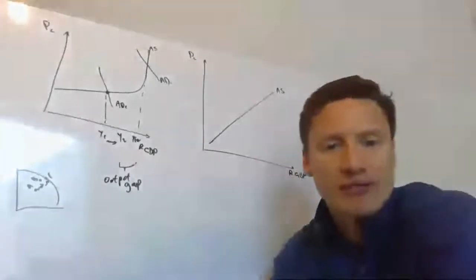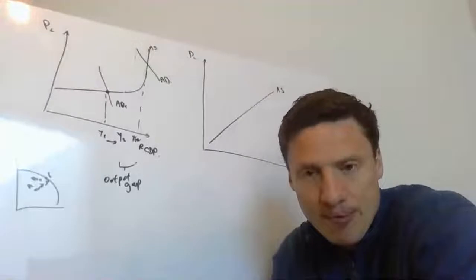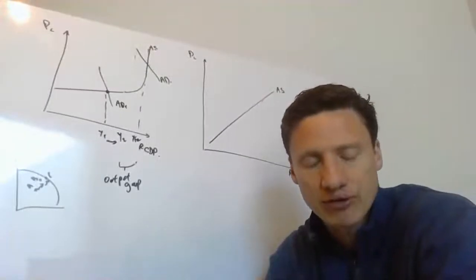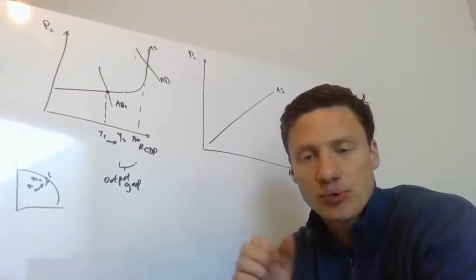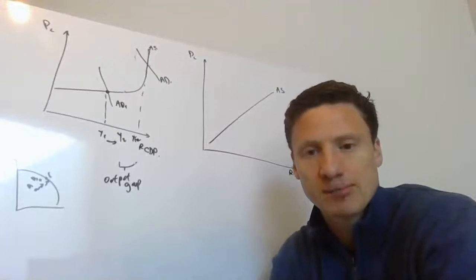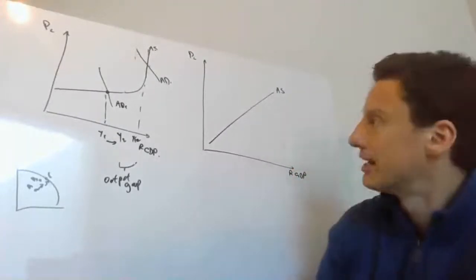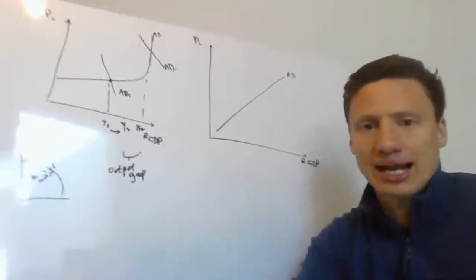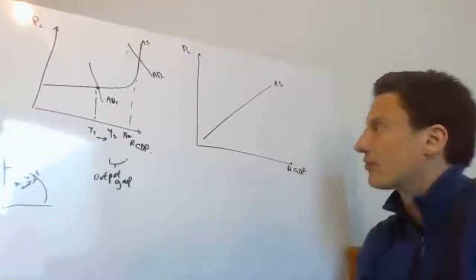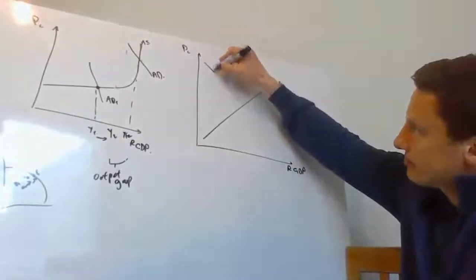So you've reached the PPF. But that's not a positive output gap. That just means you've hit full capacity. You have hit YFE. So in the Keynesian world, there is no such thing as a positive output gap. Right, let's bring that into our classical understanding of the world.